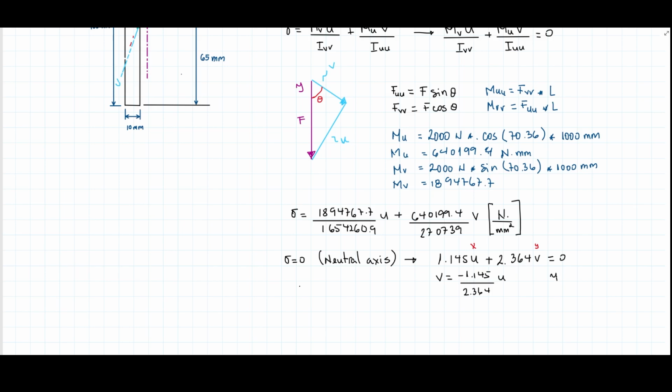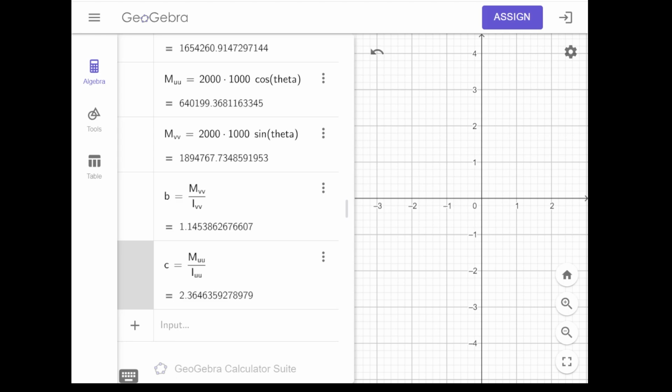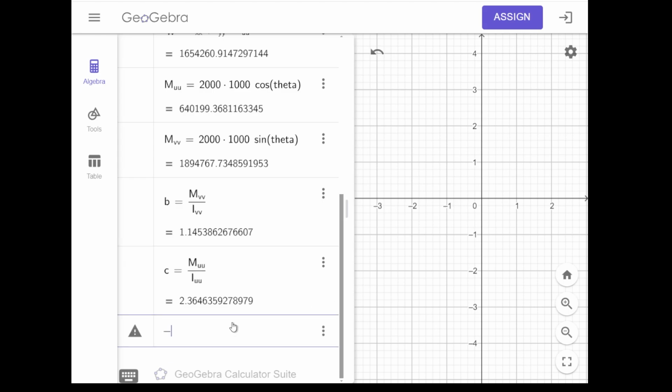And this is an equation representative of a straight line, the one that we have like y equals m times x, that passes through the origin, be the origin our point G here. So it means that this m represents the tangent of the angle of the slope. Well, m equals what? It is the relation between these two values. So let's go back to GeoGebra. It's going to be minus 1.145 divided by 2.364. Okay, so that is minus 0.48.